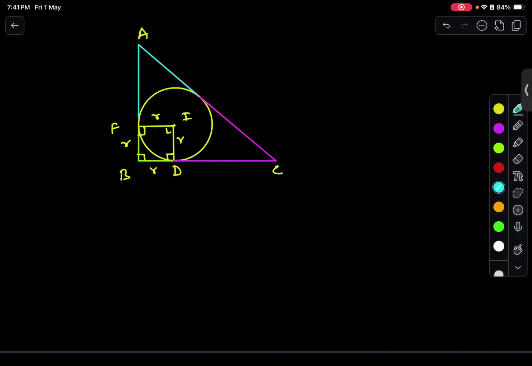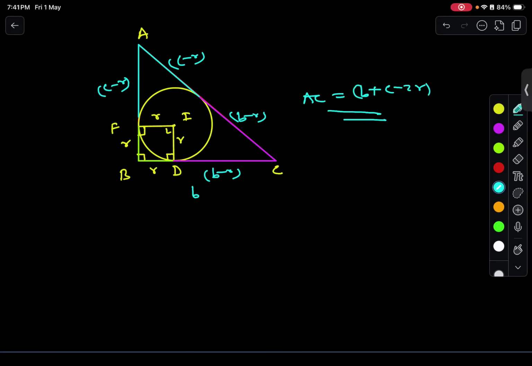BD and BF are both the radius R. Now if this length is given as b, then this is b minus R. And if this is c, then this is c minus R. The complete length of AC is nothing but b plus c minus 2R. This is the baseline I can say, you have to use this every time. For a right angle triangle, this will work.